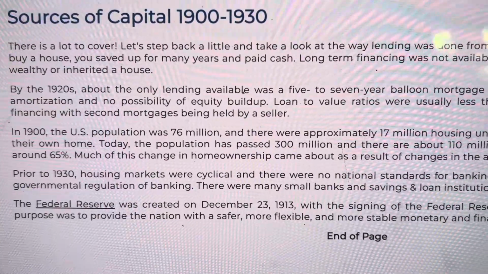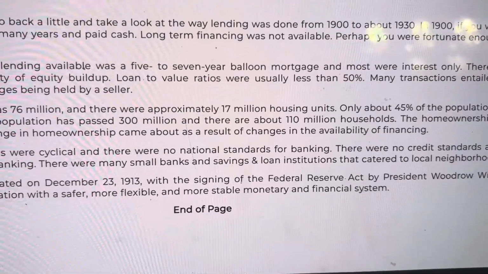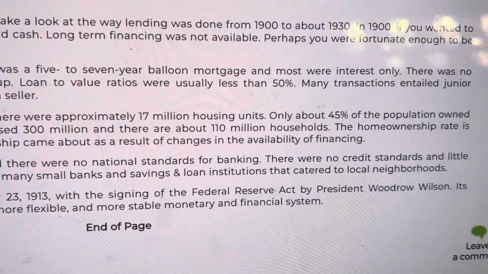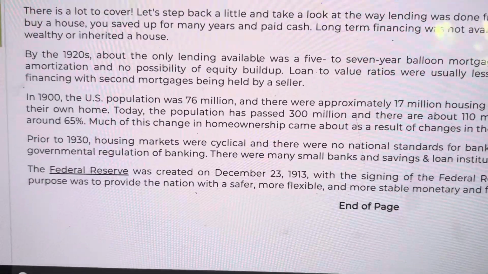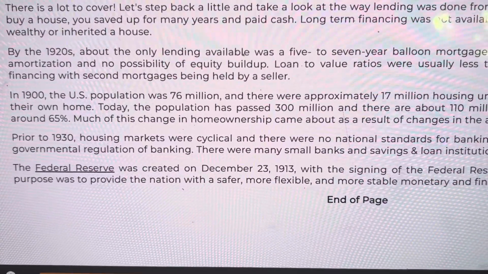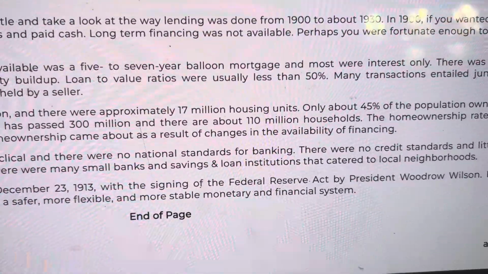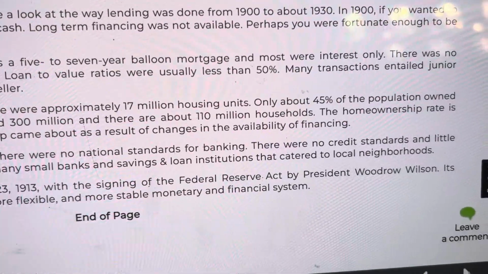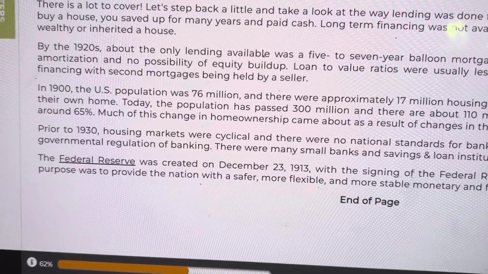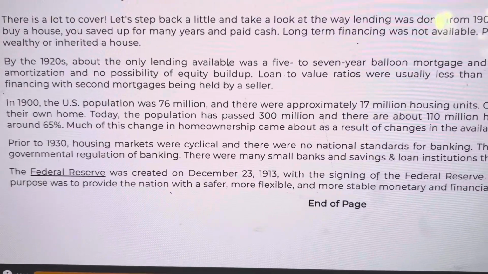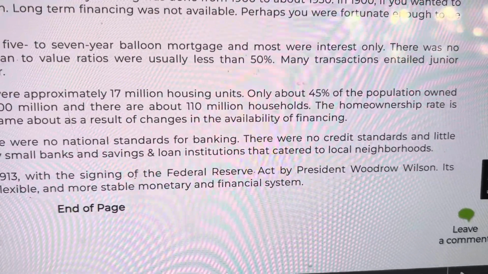In 1900, the U.S. population was 76 million, and there were approximately 17 million housing units. Only about 45% of the population owned their own home. Today, the population has passed 300 million, and there are about 110 million households. The home ownership rate is around 65%. Much of this change in home ownership came as a result of changes in the availability of financing.